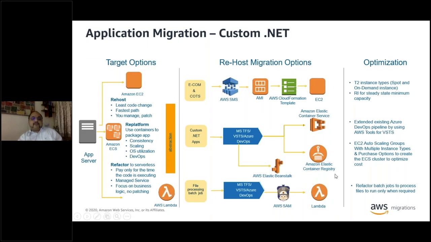Similarly for .NET, typically you have an application server, and the target option you have is Amazon EC2. EC2 of Amazon is primarily the server that we know in general parlance as servers. That is EC2. So if you are rehosting, you do the least code change and take the fastest path.